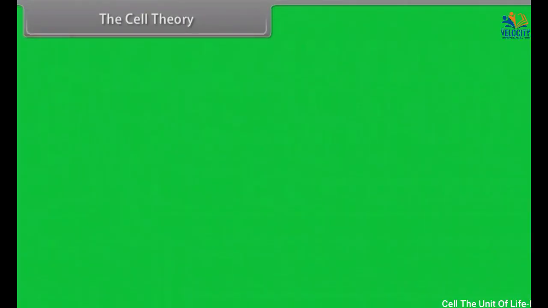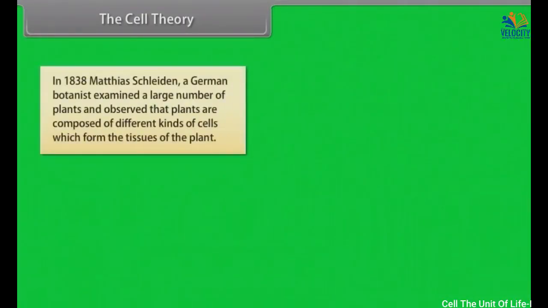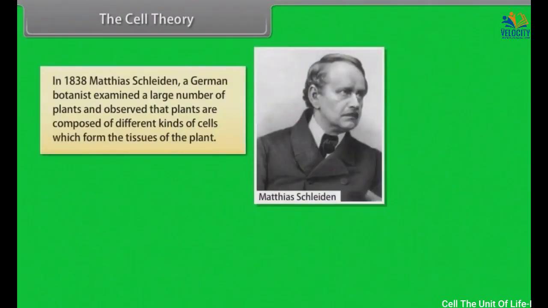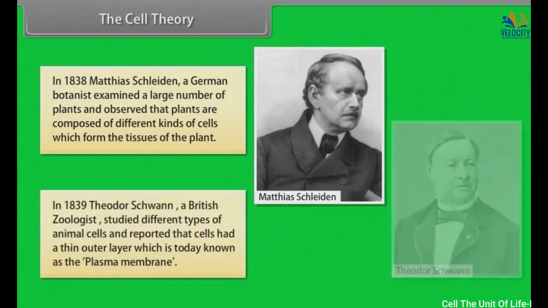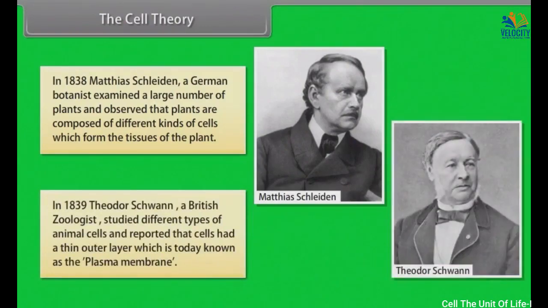The cell theory. In 1838, Matthias Schleiden, a German botanist, examined a large number of plants and observed that plants are composed of different kinds of cells which form the tissues of the plant. In 1839, Theodor Schwann, a British zoologist, studied different types of animal cells and reported that cells had a thin outer layer, which is today known as the plasma membrane.